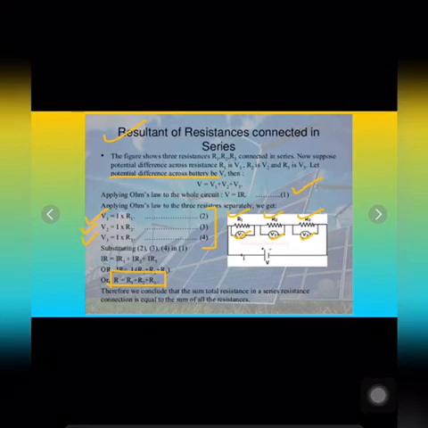Therefore, we conclude that the total resistance in a series connection is equal to the sum of all the individual resistances, and this equivalent resistance is higher than each individual resistance. Whatever the value of R, it will always be equal to the sum of these individual resistances. I hope this derivation is clear to you all.